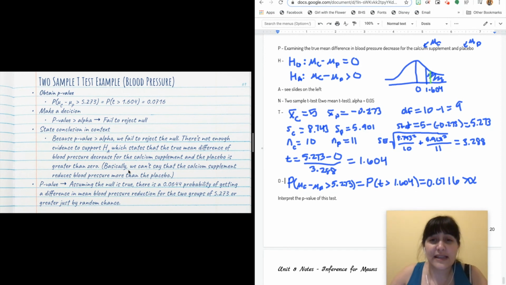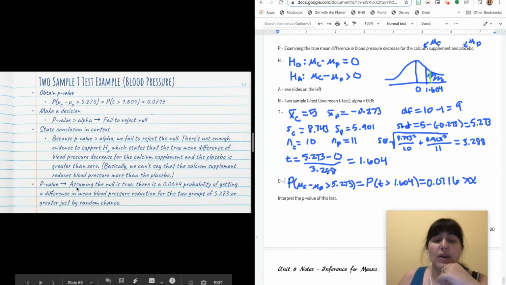The very last thing for this problem is this interpretation of p-value. See it right here? It says interpret the p-value of this test. So this is something that people get wrong a lot in the way that they interpret these. So I wanted to add it in for you one more time to remind you how to interpret a p-value. It's the same for every single test, no matter what, whether it's means, proportions, doesn't matter. The interpretation of the p-value is the same.